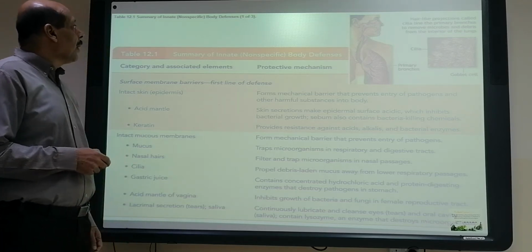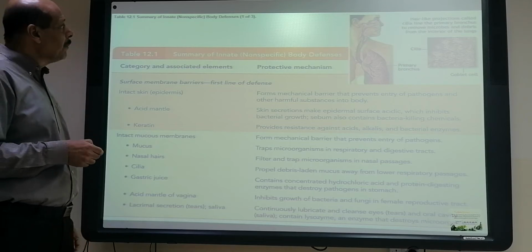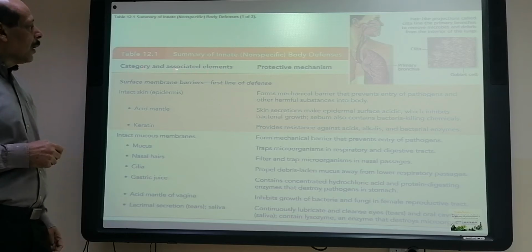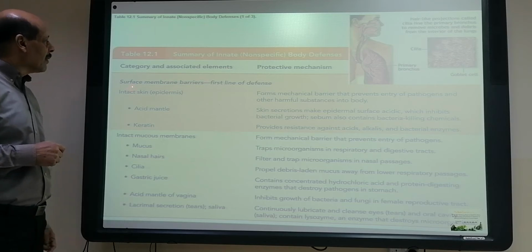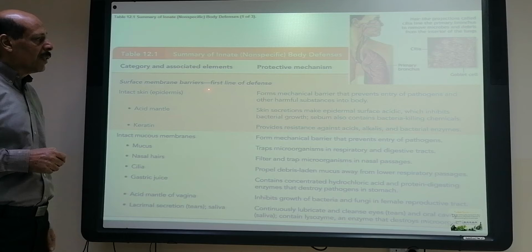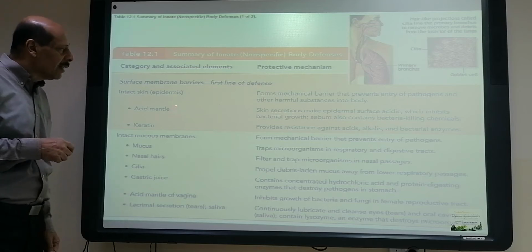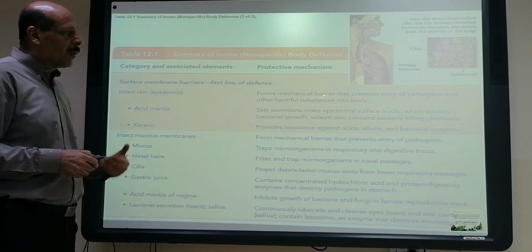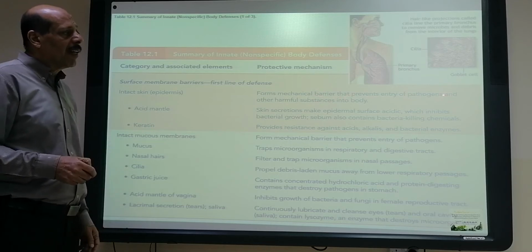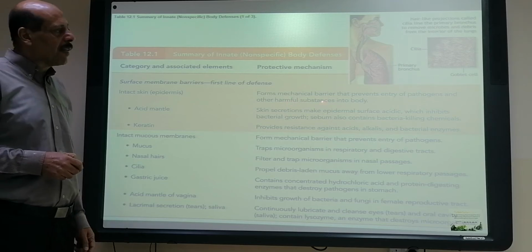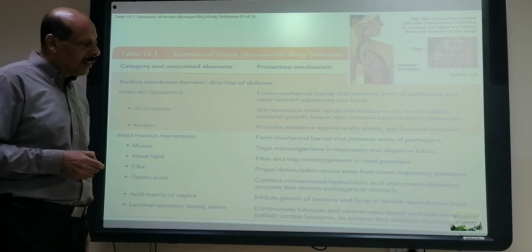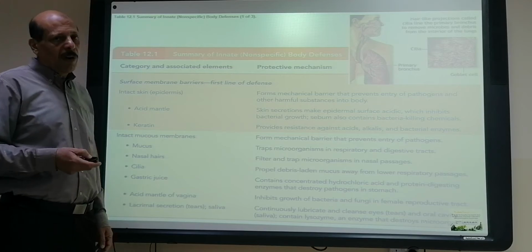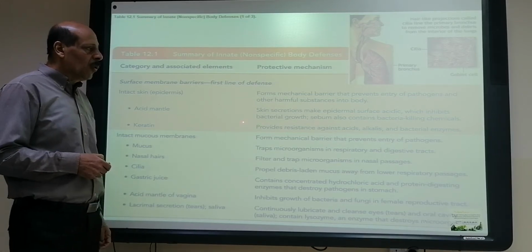So, in summary, the non-specific body defense mechanism, the categories and associated elements: the surface membrane barrier, which is the first defense, as we said, is intact skin and epidermis. The intact skin forms a mechanical barrier to prevent entry of pathogens and other harmful substances into our body. It acts as a wall that prevents the passage of any foreign substances and any pathogenic organism into our body.